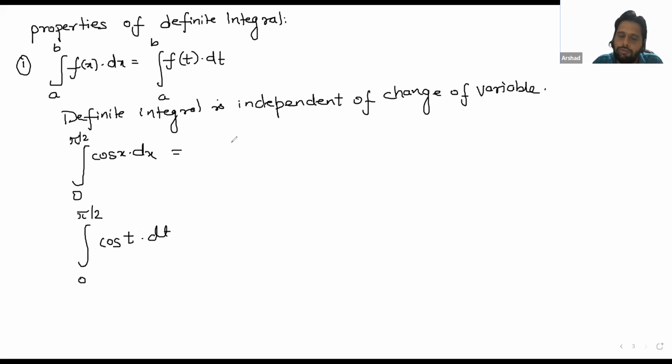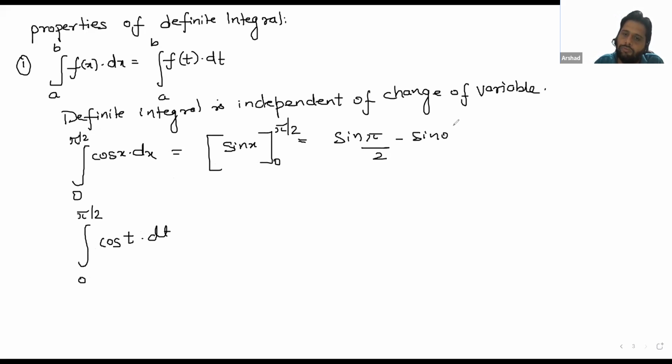Now, if you will integrate this, what you will get? Sin x, and the limit is 0 to pi by 2. Put this, so you will get sin pi by 2 minus sin 0. Okay, so here sin pi by 2 is 1, sin 0 is 0. So you will get the final answer as 1.